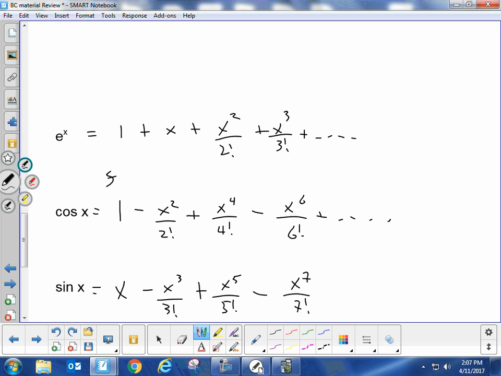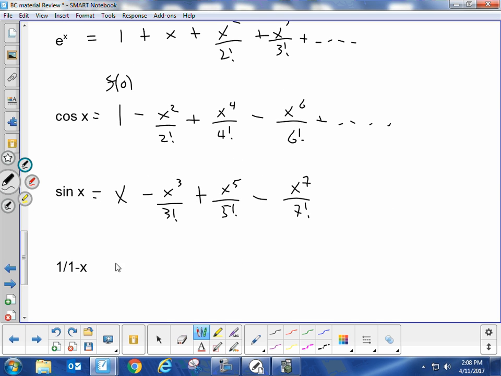You can discover these ways to remember which one is which. Think about f of 0: cosine of 0 is 1. Then f prime would be negative sine of 0, which is 0. Then f double prime gives us my x squared. F double prime would be negative cosine. That's why I have a negative here. For sine, sine of 0 is 0, so that's why I don't have an f of 0 term. I start with my x term, because the derivative of sine is cosine, and cosine of 0 is 1. Last one is 1 over 1 minus x, coming from the geometric series, is 1 plus x plus x squared plus x cubed, et cetera, et cetera.